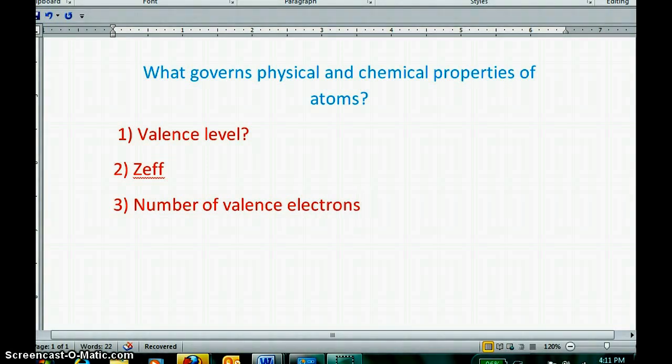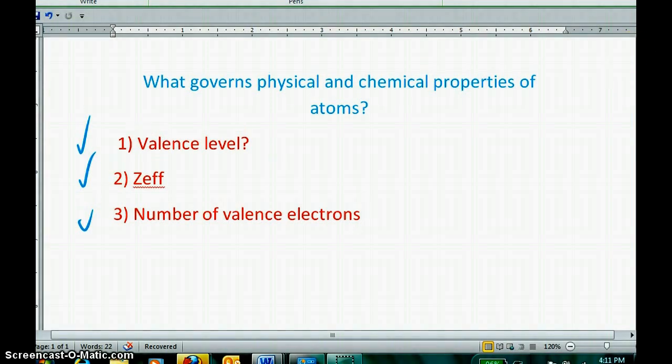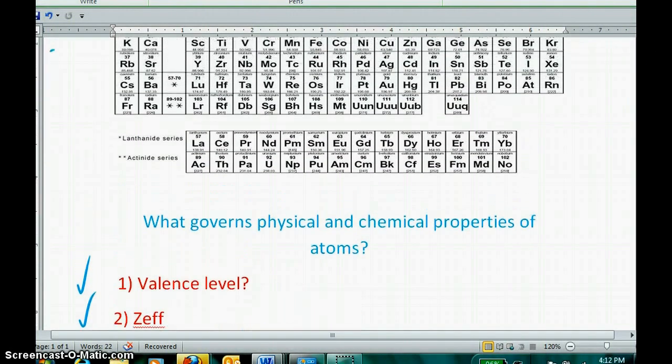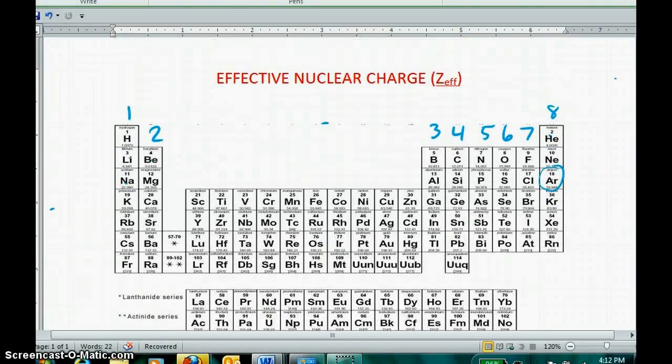As I go through and consider certain types of periodic behaviors, which we're going to do, I want to think in this sequence. What is the valence level first? What is the effective charge of the two atoms' nuclei second? And last and least, if it comes down to that, I'll consider how many valence electrons there are. Now, as our first periodic behavior that we want to discuss, we're going to consider atomic radii.